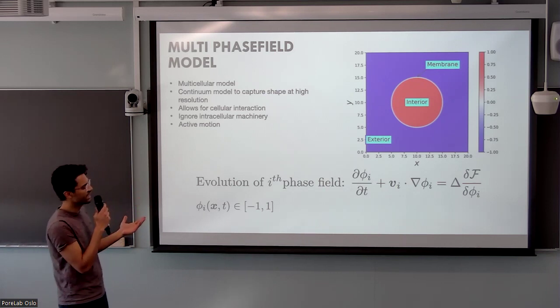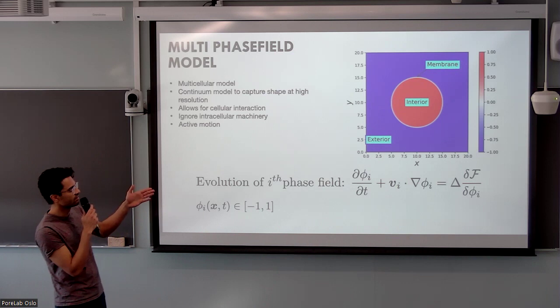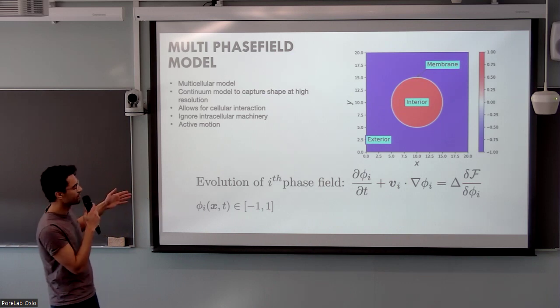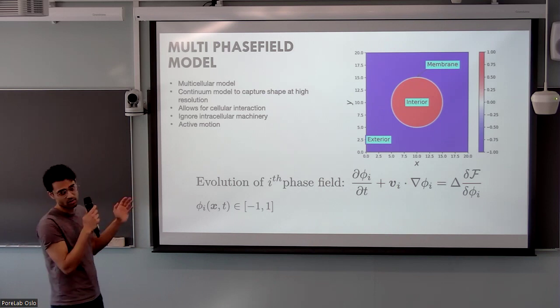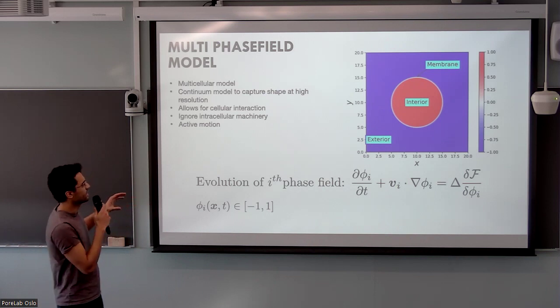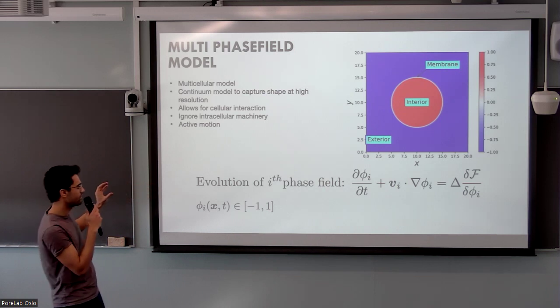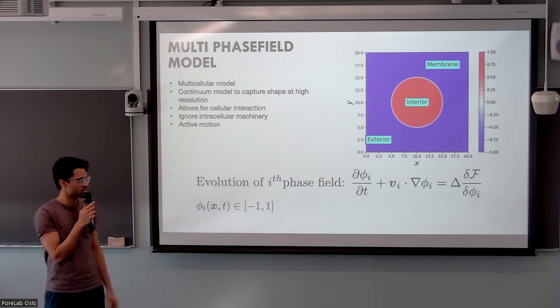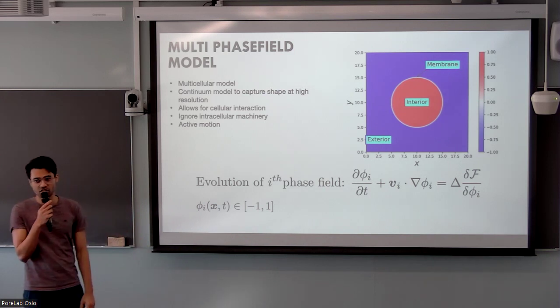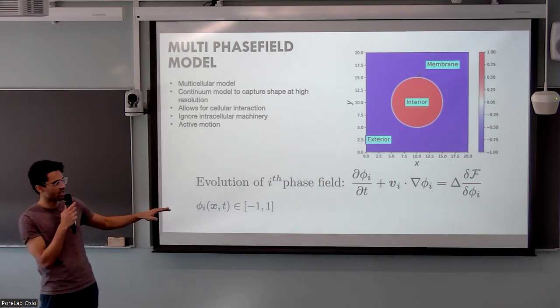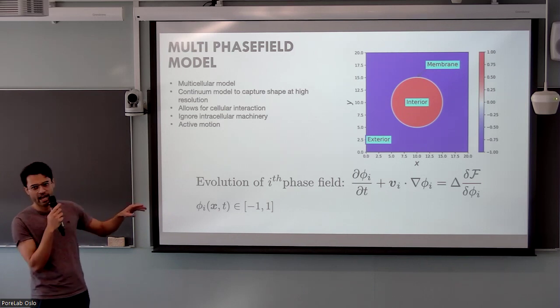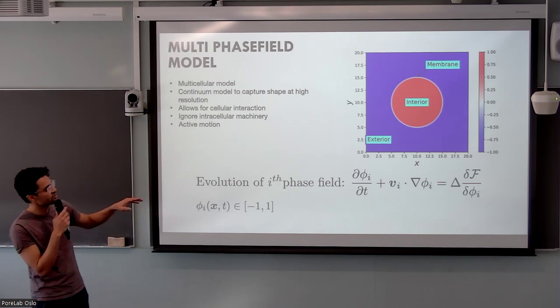And this phase field takes a value of +1 inside the cell and -1 outside. And then at the membrane of the cell, it varies from -1 to +1. Each cell has a phase field associated with it, and the phase field evolves as per the equation that you see here. It's a partial differential equation with an advection term that makes the cells move, and a term which utilizes energy gradients to evolve the phase field.